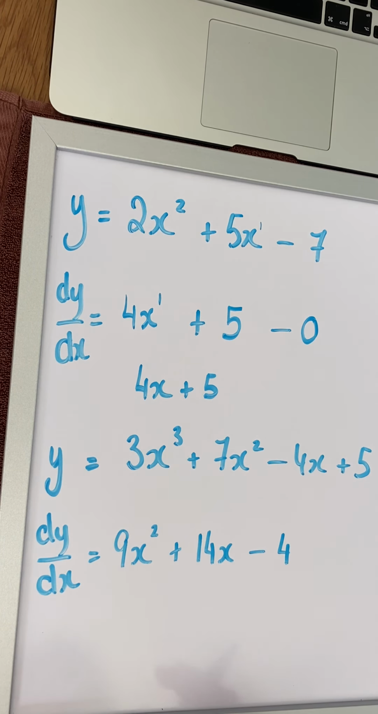So that's our basic rule. Remember your basic rule for differentiation: bring down the power and multiply, then reduce the power by 1.